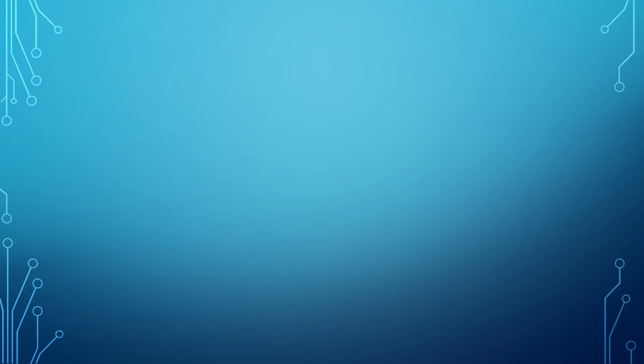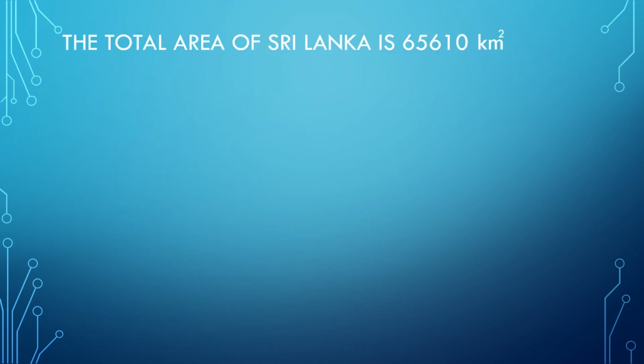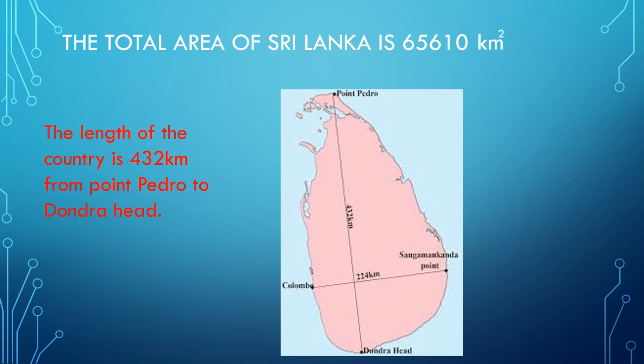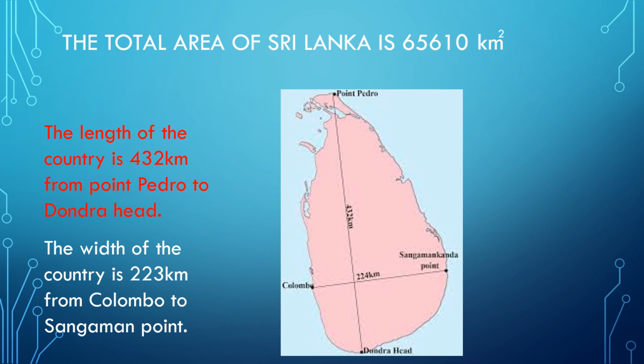Now I am going to describe the total area of Sri Lanka. The total area of Sri Lanka is 65,610 square kilometers. The length of the country is 432 kilometers from Point Pedro to Dondra Head. The width of the country is 223 kilometers from Colombo to Sangamankanda Point.